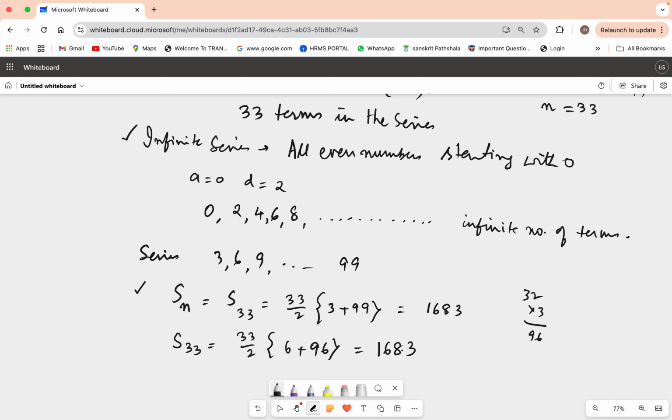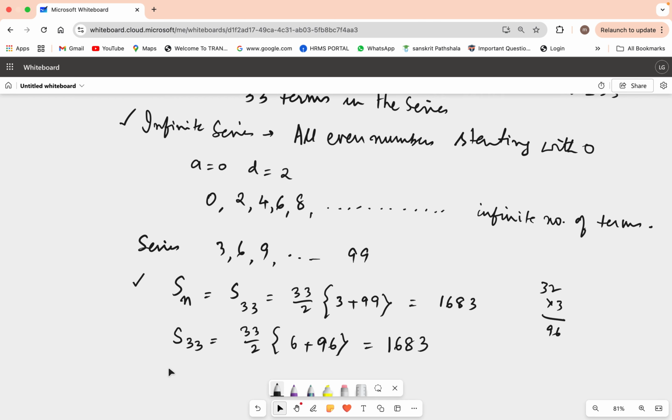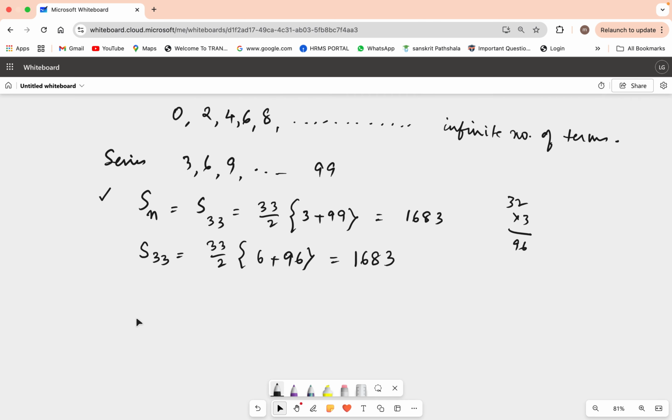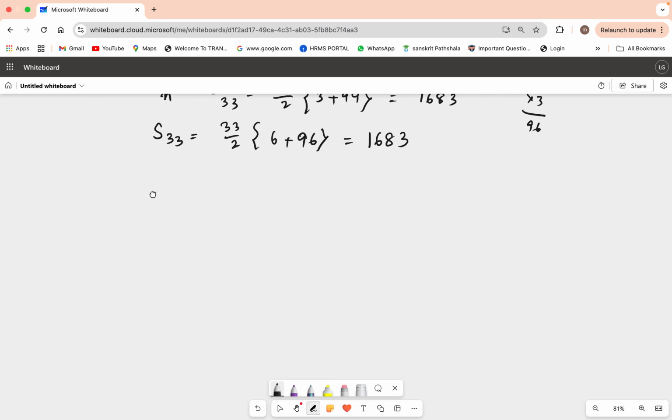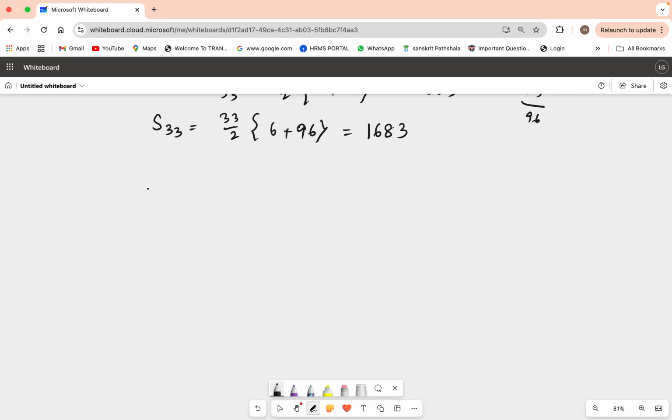So like this, both the methods will provide the same result. The only thing is, what is the given data? As per the given data, we can choose a formula accordingly. Now, we have understood that given a and d, we can easily find the nth term and also the sum to n terms. So this is what we have already identified.